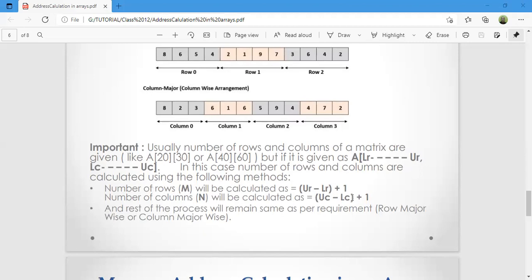Now this plus 1 you don't need to do when the value is given straightforward, like A is having 20 rows and 30 columns or 40 rows and 60 columns. But if it is given in the second format, then you have to calculate the difference of the upper bound of row and lower bound of row, and then add 1 to it. Same thing for the number of columns.